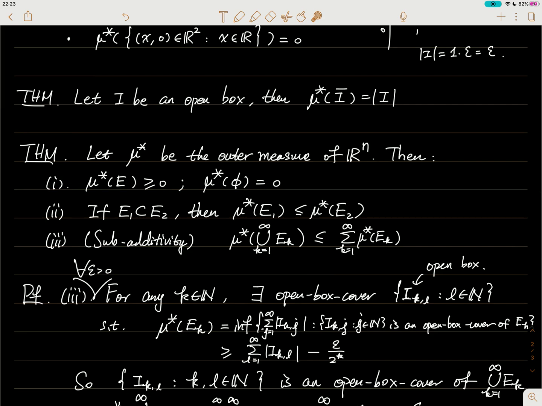The second remark I want to make here is that this is called subadditivity, which means that the sum of this is greater than or equal to that.